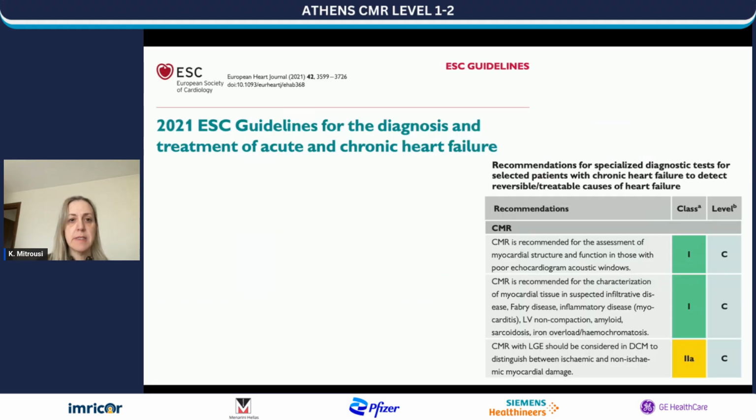The 2021 ESC guidelines for the diagnosis and treatment of acute and chronic heart failure recommend cardiac MRI for the assessment of structure and function of the myocardium, especially in those with bad echo windows. CMR is recommended for the characterization of myocardial tissue in suspected infiltrative disease, Fabry disease, inflammatory disease, LV non-compaction, amyloid, sarcoidosis, and iron overload. CMR with late gadolinium enhancement should be considered in dilated cardiomyopathy to distinguish between ischemic and non-ischemic myocardial damage. And this is a two-way indication.